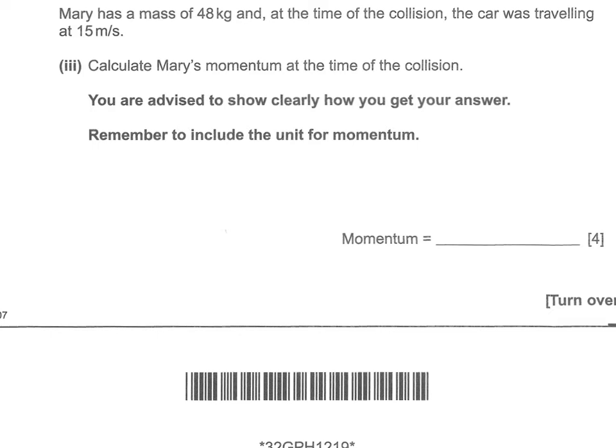Mary has a mass of 48 kilograms, and at the time of the collision the car was travelling at 15 meters per second. Calculate Mary's momentum at the time of the collision. Well, momentum p is mass times velocity, so we need to fill in that mass and that velocity. And so that gives us a value of 720, and that will be in kilogram meters per second.